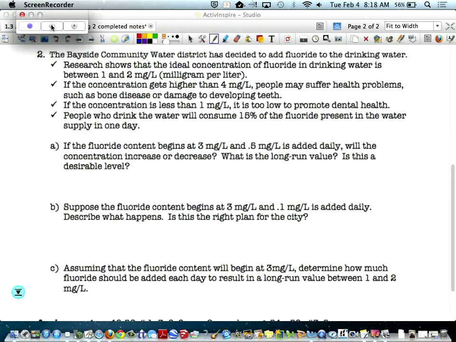All right, the Bayside Community Water District has decided to add fluoride to the drinking water. Research shows that the ideal concentration of fluoride in drinking water is between 1 and 2 milligrams per liter. So we want to stay between 1 and 2, that's best. If the concentration gets higher than 4, people may suffer health problems such as bone disease or damage to developing teeth. If the concentration is less than 1 milligram, it is too low to promote dental health. People who drink the water will consume 15% of the fluoride present in the water supply in 1 day.